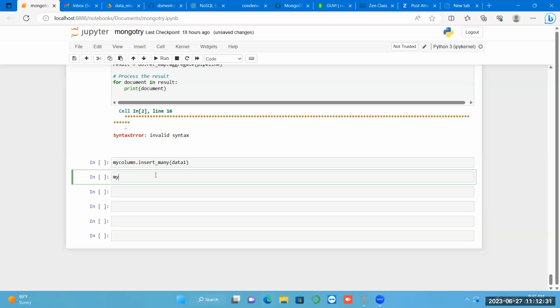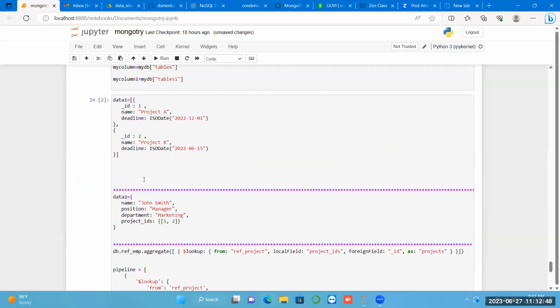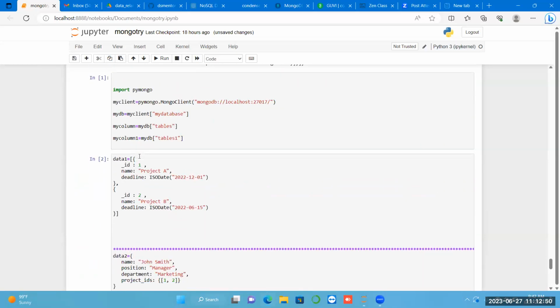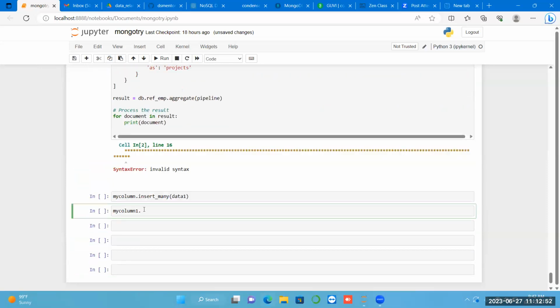Don't run that cell. We'll see. Correct. Now you are getting it. So my column is the name of the first table or first collection, my column on the second. And here also insert. Insert many will work, insert one will also work, because data 2 is only how many documents? Only one document. So use insert many, not a problem.